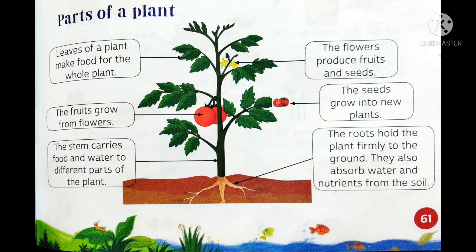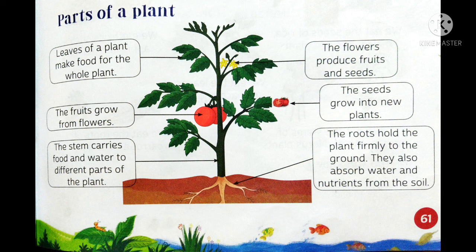Now the next one is stem. What is the work of the stem? It carries the water and food to different parts of the plant. Roots absorb water from the soil and the stem carries this water to different parts of the plant. And later on when the food is prepared by the leaves, the stem carries the prepared food to different parts of the plant.